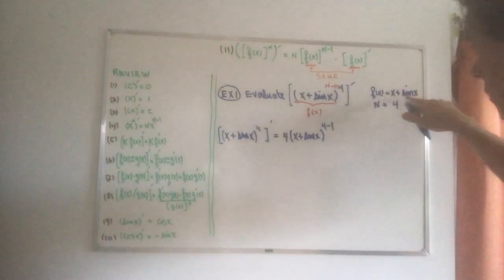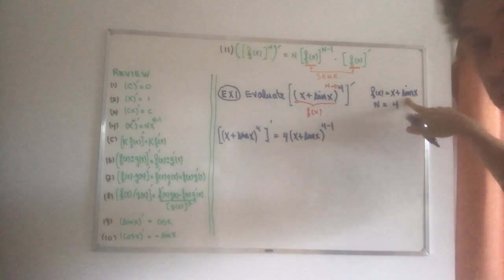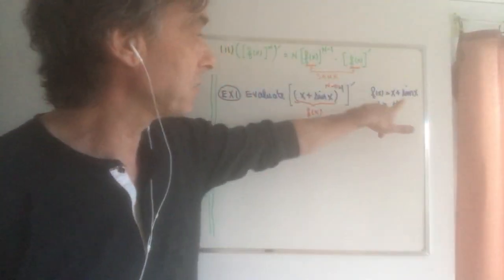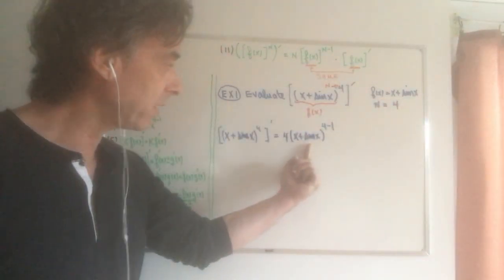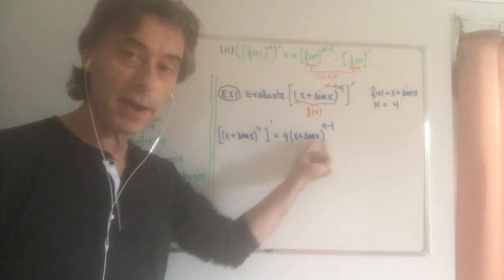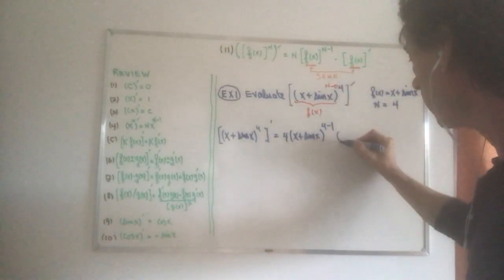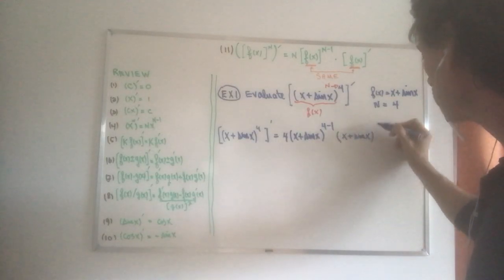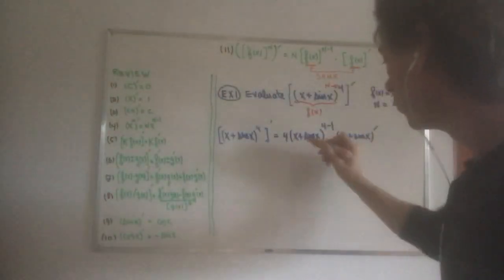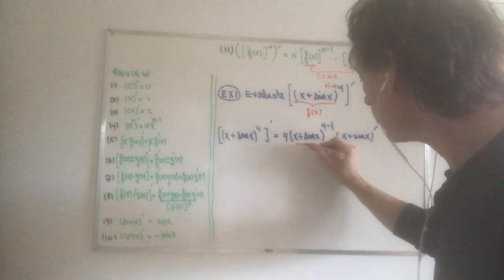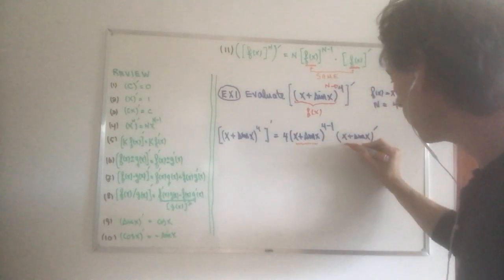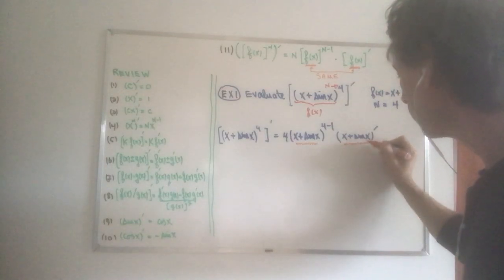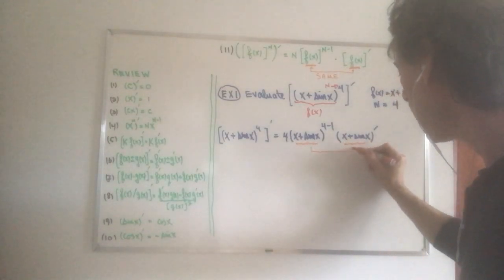Times, now we need to multiply the function prime. But remember, the function is what's inside the bracket. The function is x plus sine x. This is your function. So what follows here must be the same as what this bracket is, but prime. That's the secret to the power rule. So we go here, and we go x plus sine x prime. Once again, it is very important to notice that what is inside this round bracket and what is inside this other round bracket are one and the same.